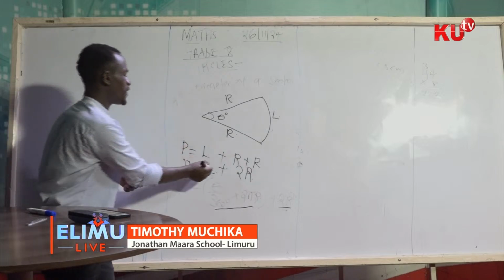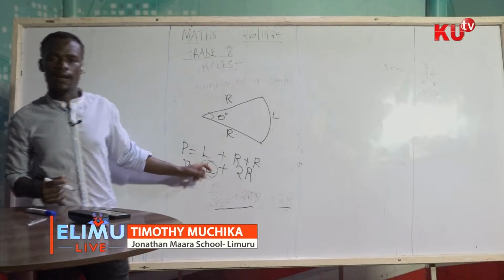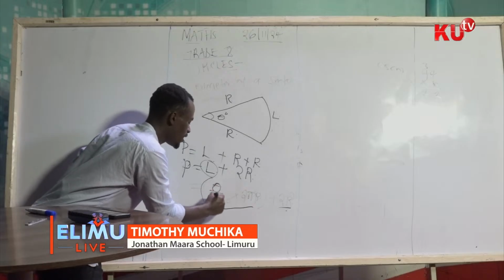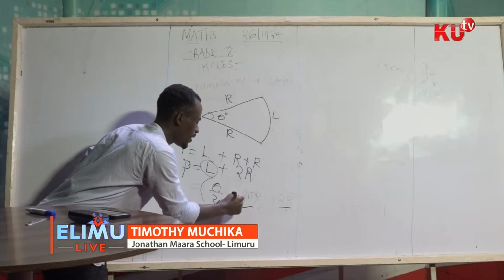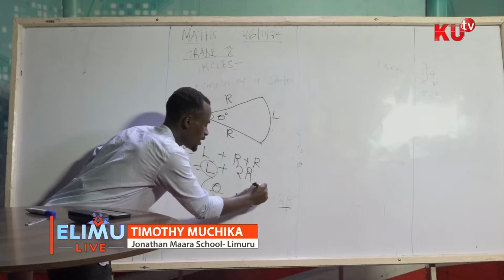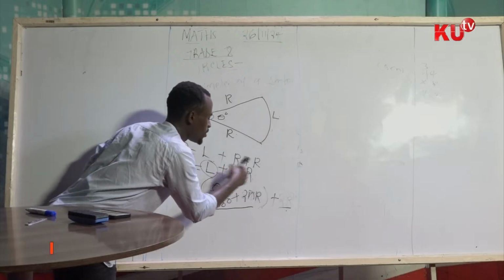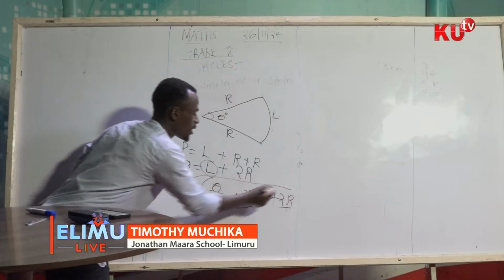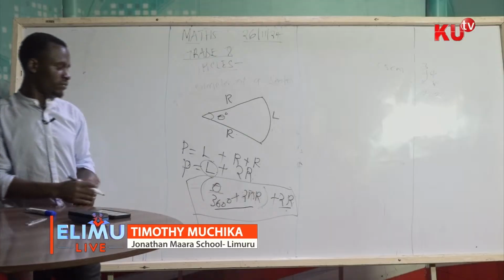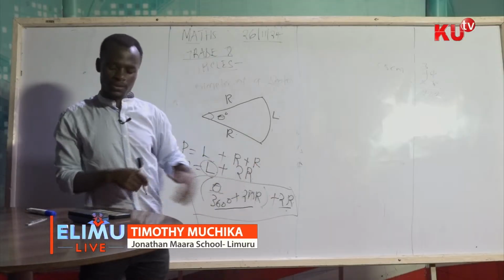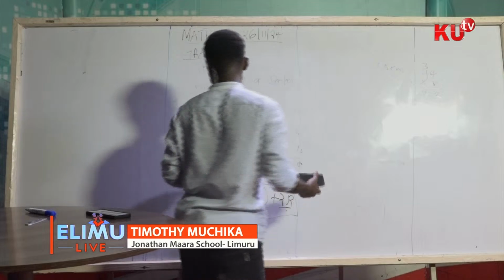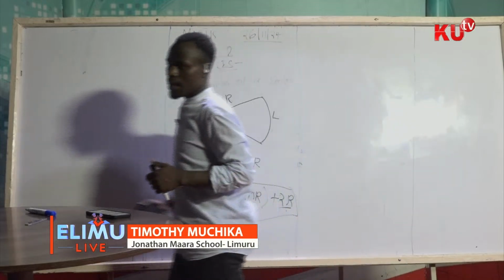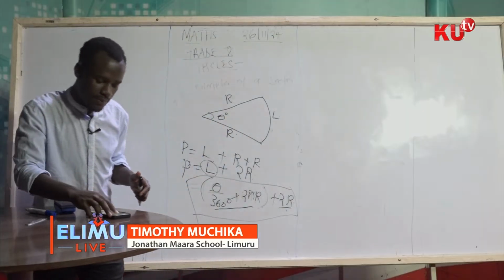And previously we said that this L, which is the arc length, is given by the formula theta over 360 degrees multiplied by 2 pi r. Then we add 2r. So this is now the formula for working out the perimeter: arc length plus 2r. This can be best demonstrated by an example.